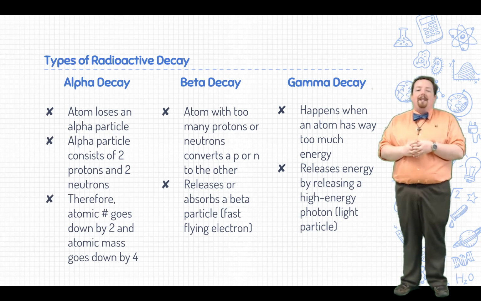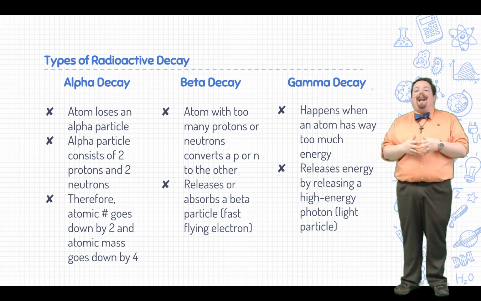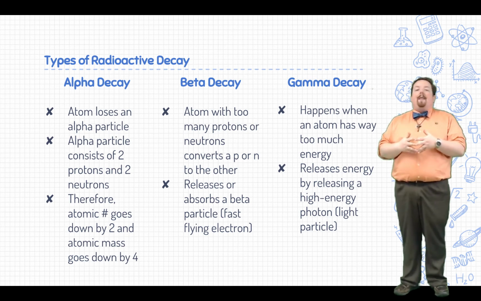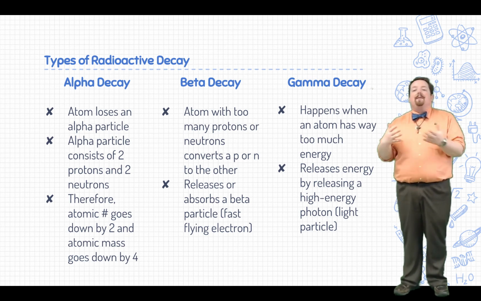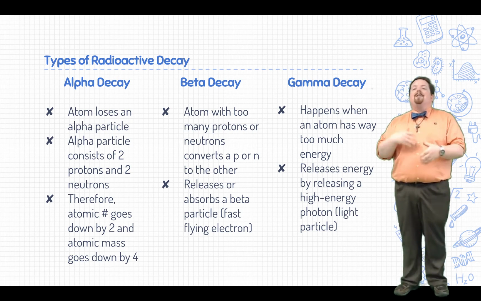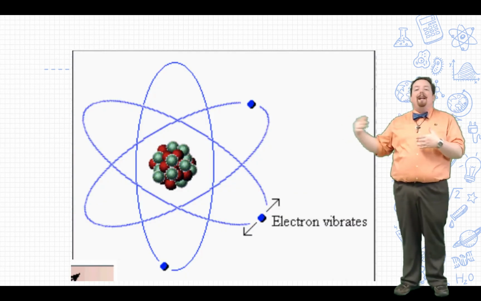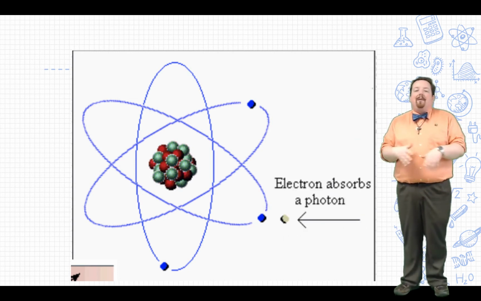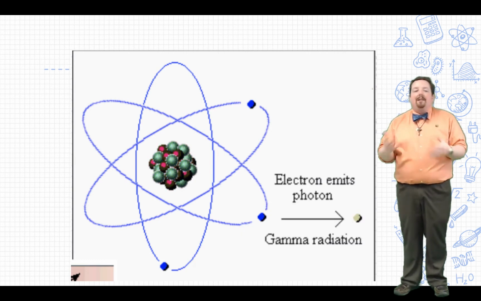And last but not least, we have gamma decay, which is when an atom just has way too much energy and it has to get rid of some of it. In order to do that, it emits particles of light. These light particles are called photons. Atoms are continuously absorbing and emitting these photon particles. Gamma radiation is a type of radiation that we run into daily, and it has little to no effect on us.